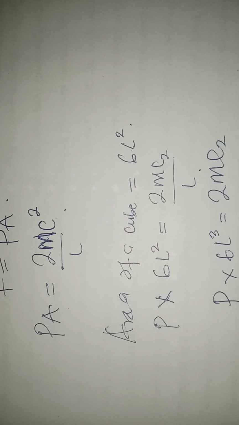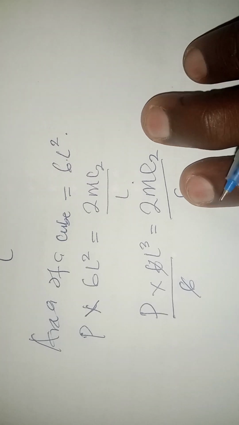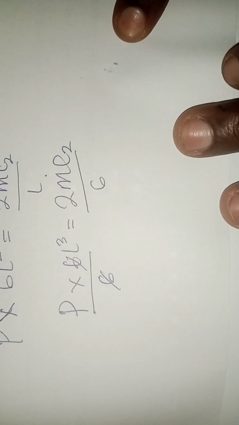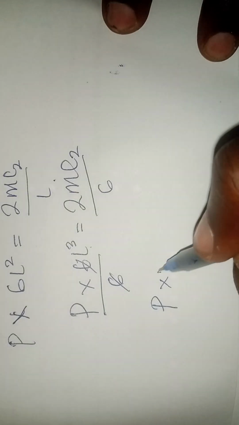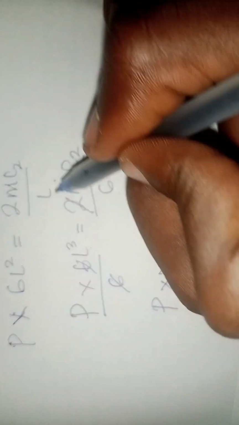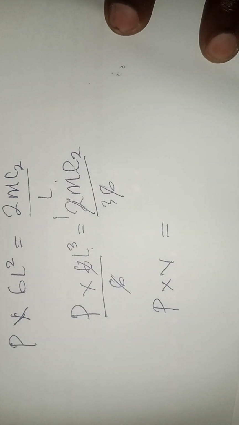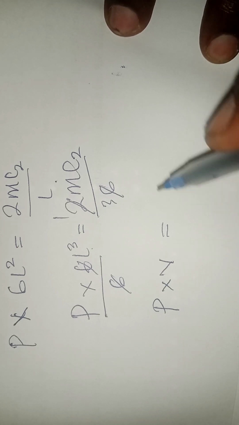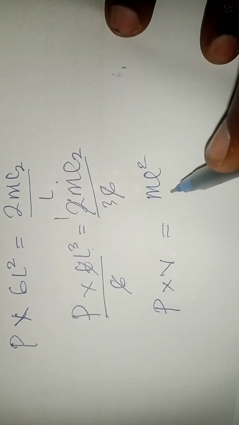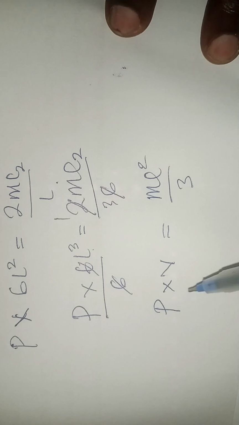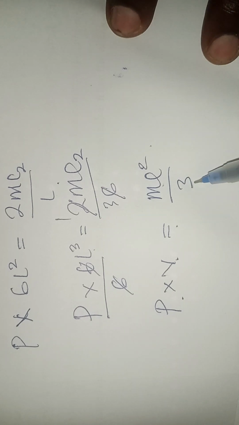So we can now say divide both sides by 6, the 6 we have. So this one will now cancel this. Is that clear? So now we have something like this. P times L cube, which is volume, is equal to 2 into this we have 1, 2 into this we have 3. So now we have mc square all over 3. So this is pressure times volume is equal to mc square all over 3.